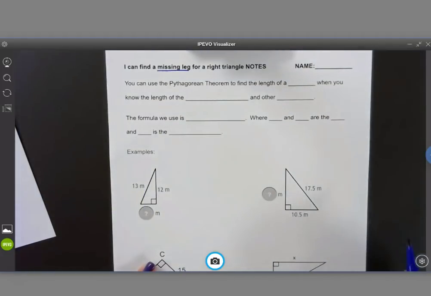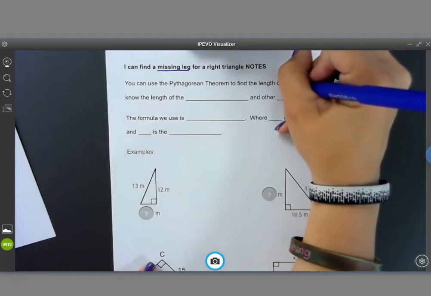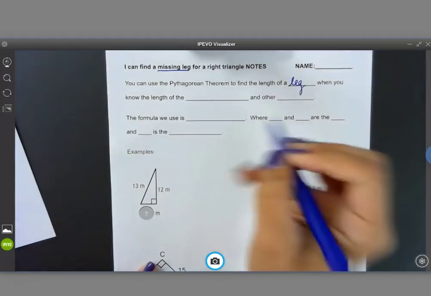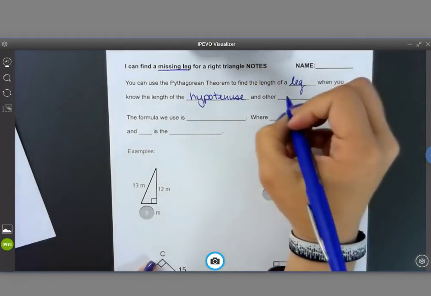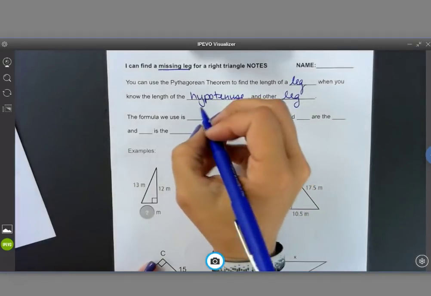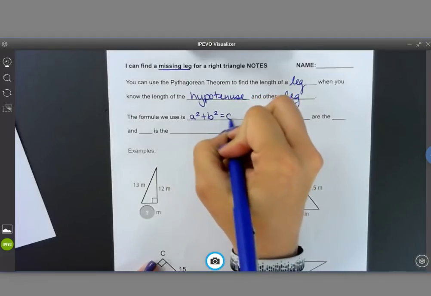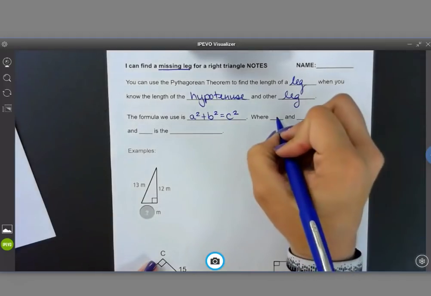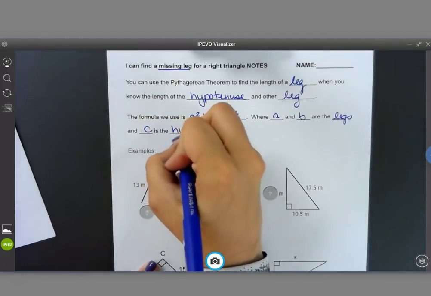It says you can use the Pythagorean theorem to find the side of a triangle, to find the length of a leg when you know the length of the hypotenuse and the other leg. The formula we use is still going to be the same, so it's still going to be a squared plus b squared equals c squared. This is just reiterating yesterday's information, where a and b are the legs, and C is the hypotenuse.